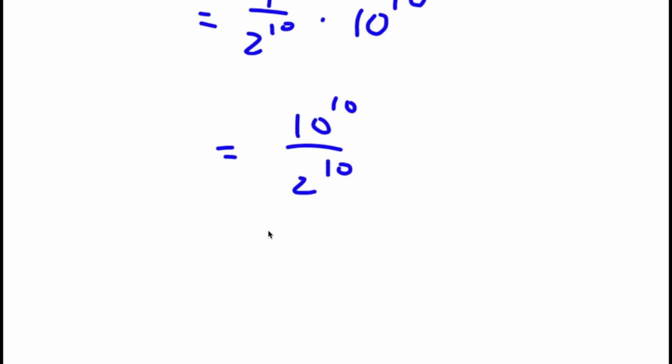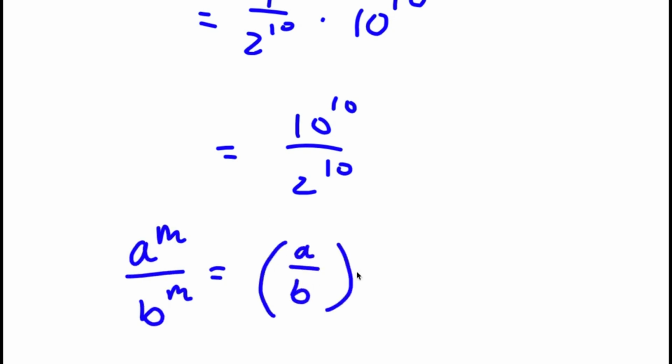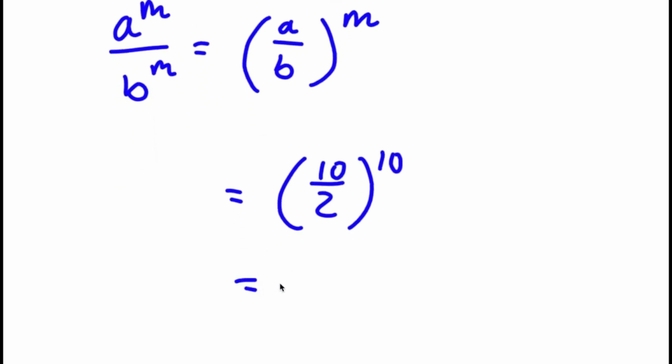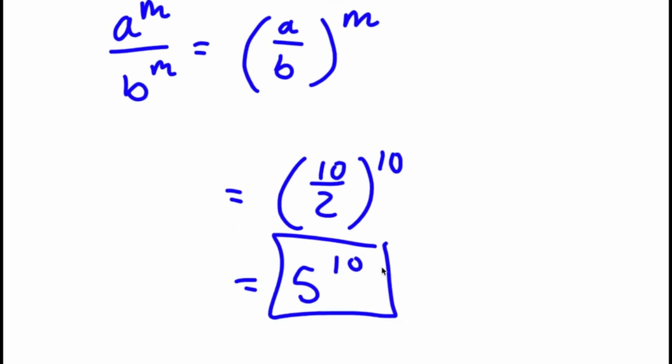So now if I multiply these again, I have 10 to the power of 10 over 2 to the power of 10. And now if I have something in the form a to the power of m over b to the power of m, this is simply equal to a over b to the power of m. So in this case, 10 to the power of 10 over 2 to the power of 10, that's going to equal 10 over 2 to the power of 10. 10 over 2 is 5, so 5 to the power of 10 is my answer.